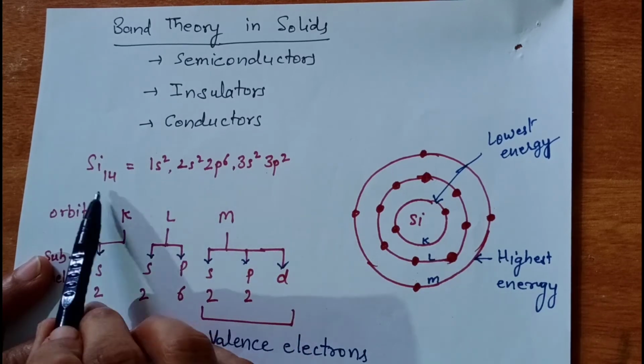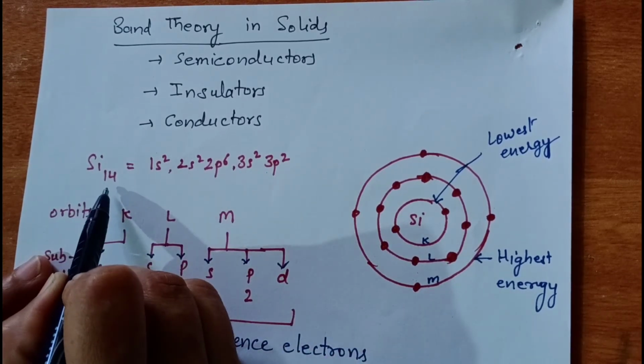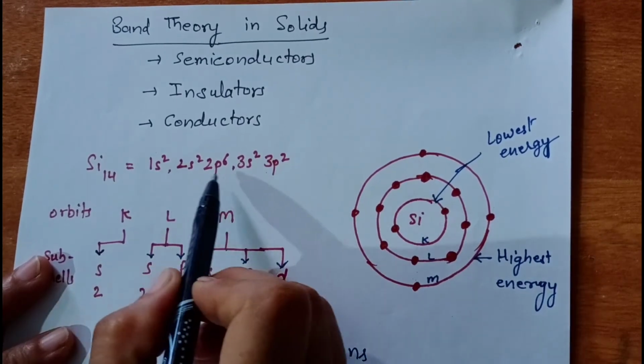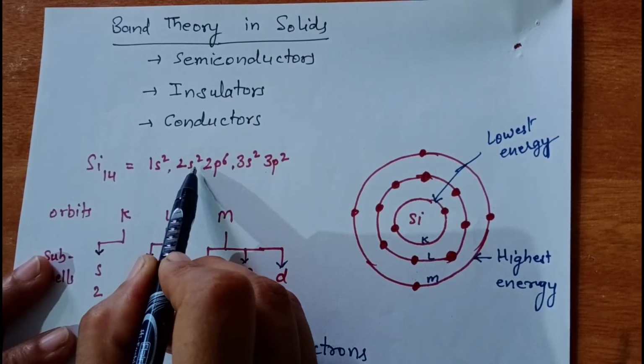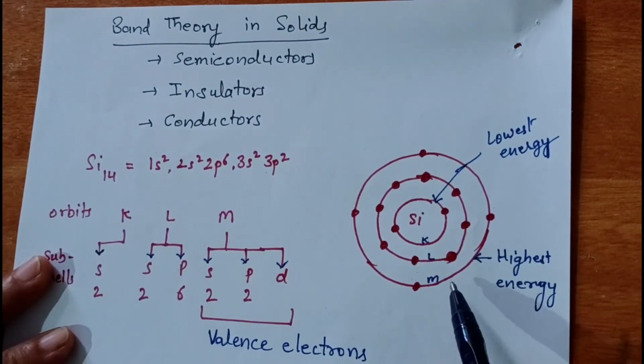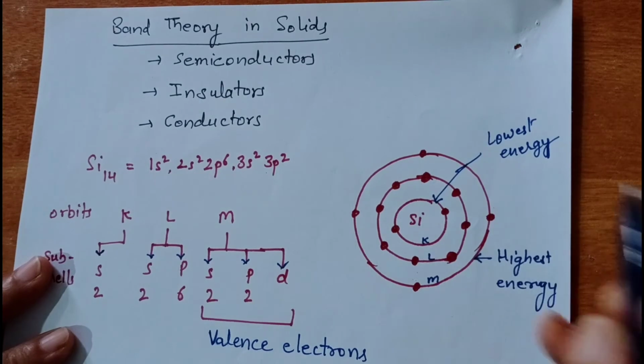Electron configuration of silicon is this. It has atomic number 14. Its electronic configuration is 1s2, 2s2, 2p6, 3s2, 3p2. It is the atomic structure of silicon.